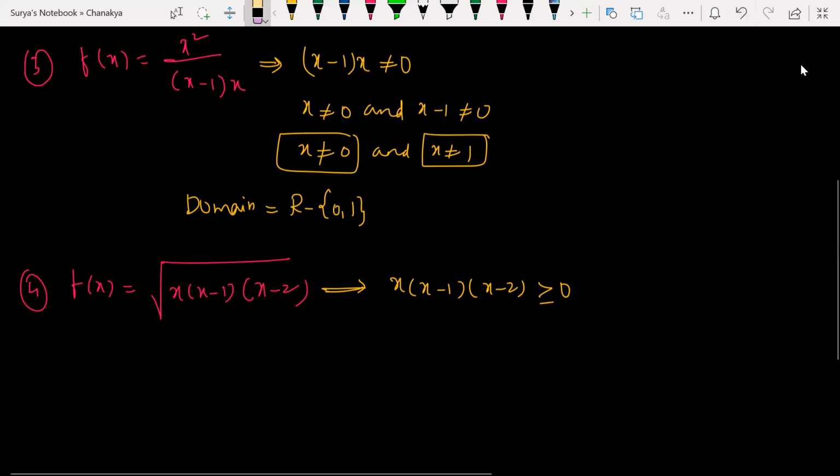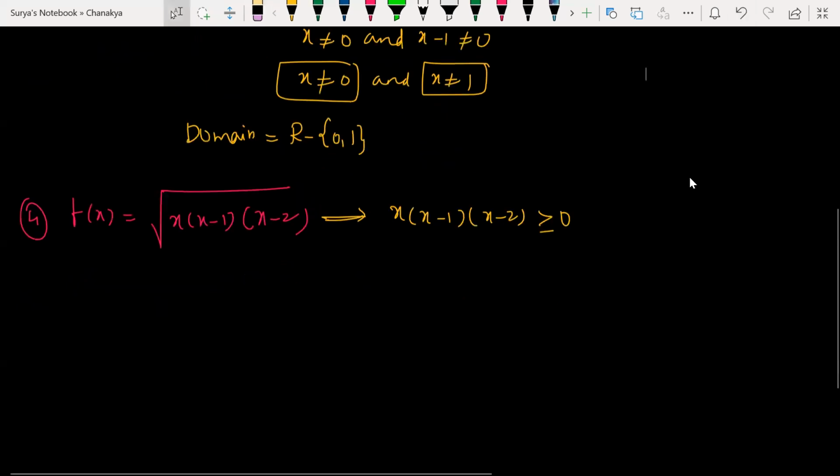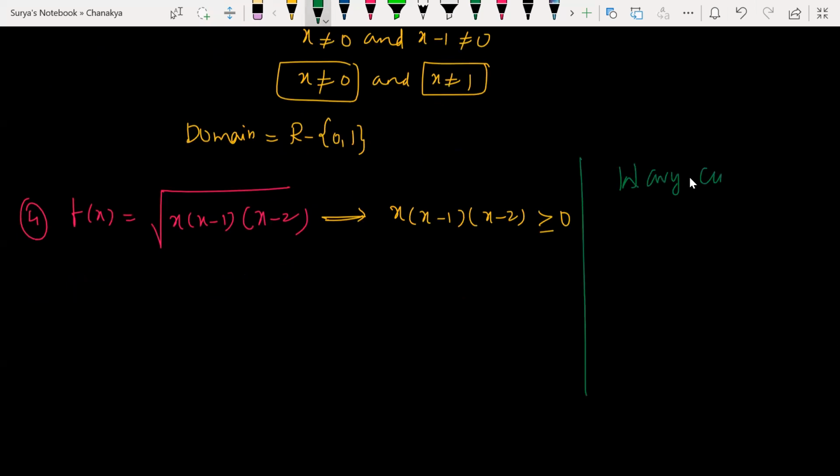Guys, this can be solved by using the Wavy-Cow method. By using the Wavy-Cow method, we will understand this. What is the Wavy-Cow method here? Whatever is inside the square root should be greater than or equal to 0. All right.